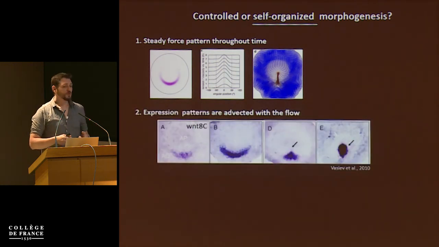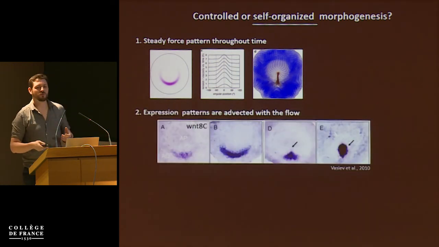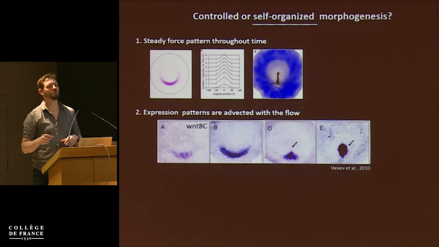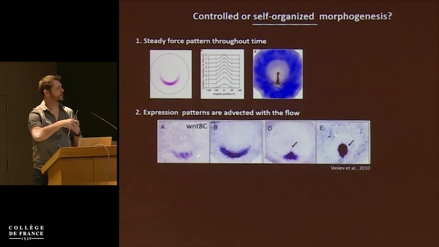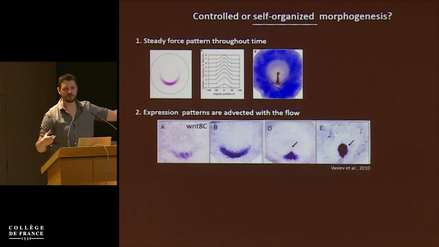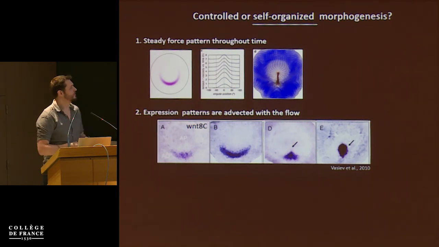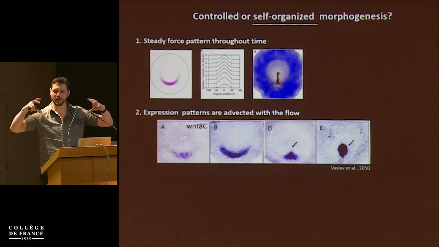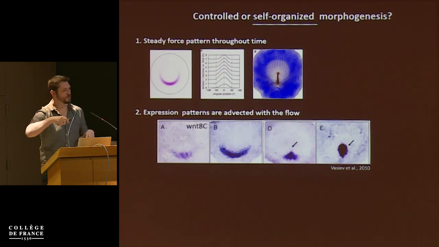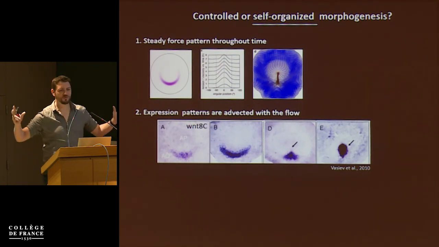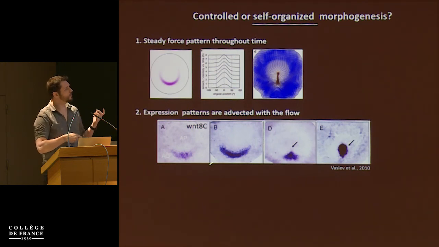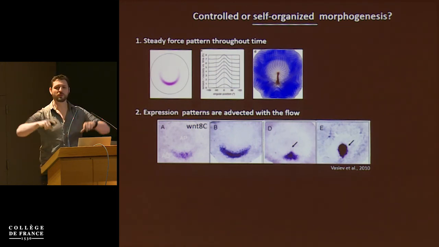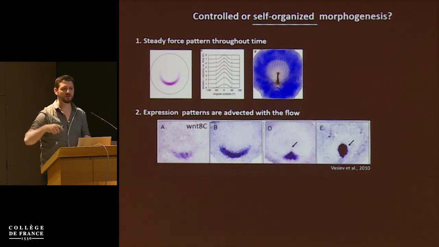And when we look at the expression patterns that are supposed to drive this contraction, we know there is a rough pre-pattern, and the contraction can be driven by Wnt8C, but also GDF1 or even other molecules. And we know that there is this bias right at the posterior, but these expression patterns, which are triggering the contraction, so far what we've noted is that they are advected with the flow. So it's very difficult to understand how a pattern that would be advected with the flow would induce a steady pattern throughout time. So we think that maybe the forces could self-organize once they've been triggered by molecular cues.